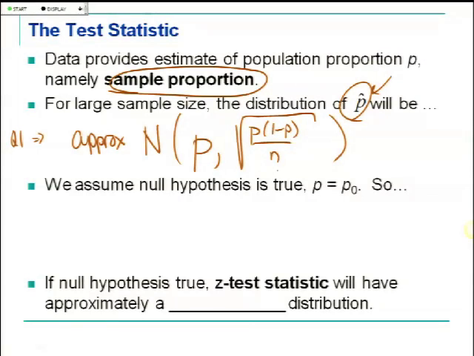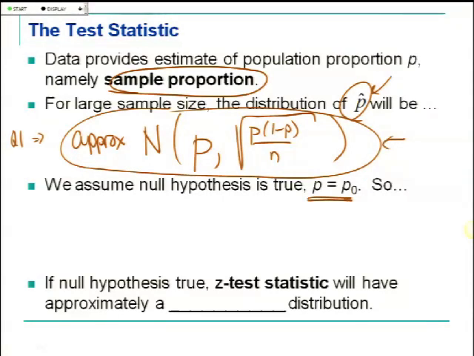Now in hypothesis testing, we still don't know what this model is going to look like because we don't know the true value of P, but under H0 we do. If H0 is true, we have the value of P. So I can actually draw a picture of this normal curve. So we can put in P0 under H0 being true. And then I would have the normal model I could draw, and I would be able to actually calculate my test statistic.